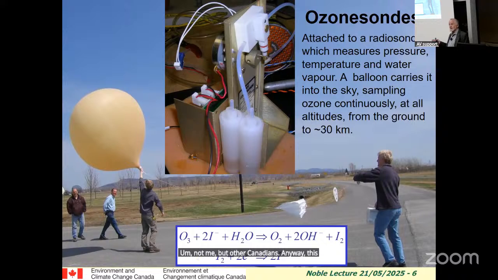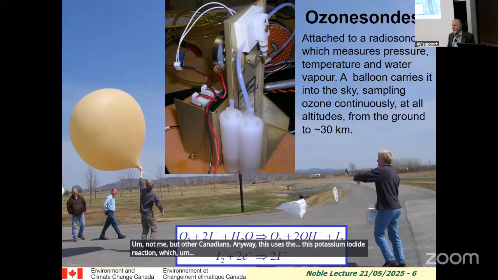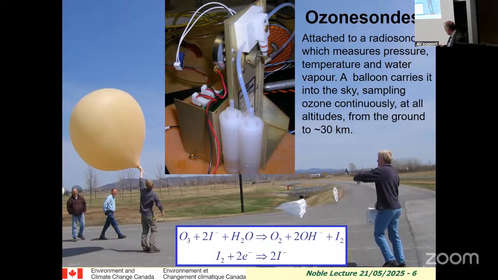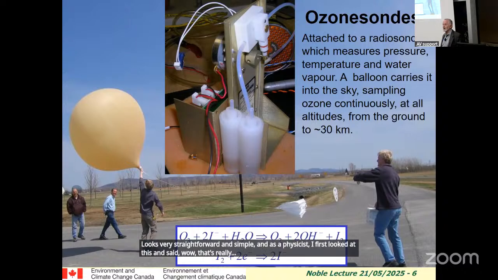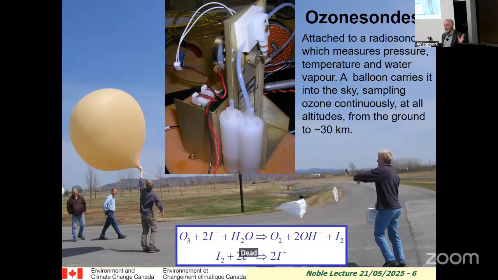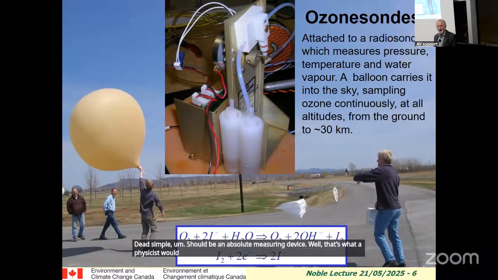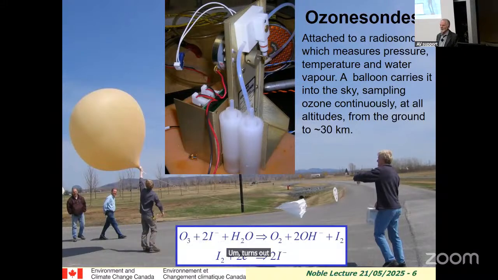Anyway, this uses this potassium iodide reaction, which goes back to 1845. Looks very straightforward and simple. And as a physicist, I first looked at this and said, wow, that's really great. We get 2 electrons for every ozone molecule, dead simple, should be an absolute measuring device. Well, that's what a physicist would think. Turns out it's not quite that simple.